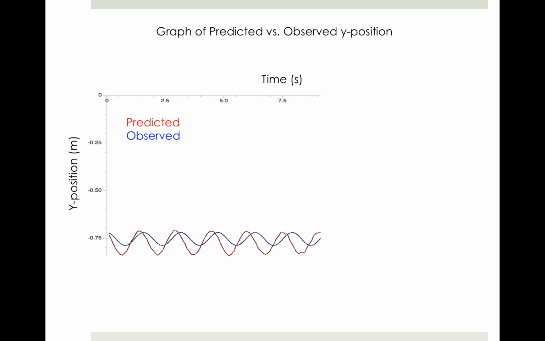Another way to compare the predicted and observed models is through a graph of the y positions of each. The graph shows that the observed and predicted graphs follow the same general trend, but differ significantly, especially as the time increases. An explanation for this could be the fact that the drag force was not included in the predicted model, but it is in fact a very real force in the observed model.